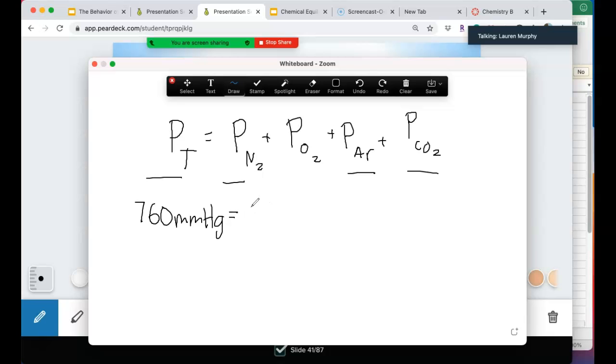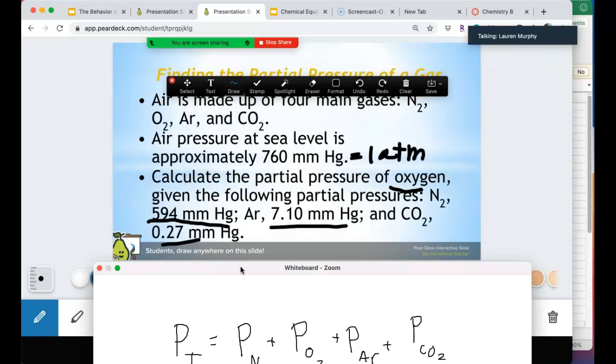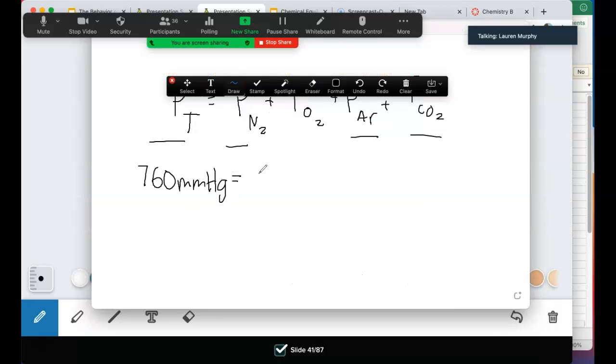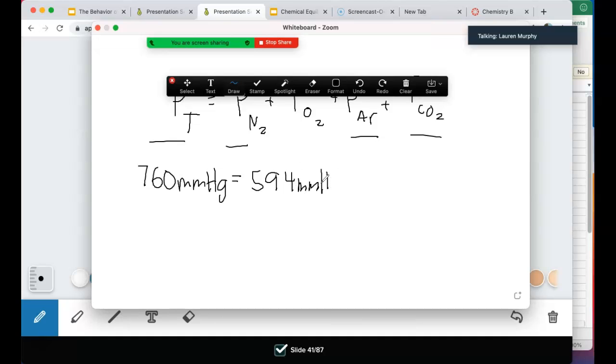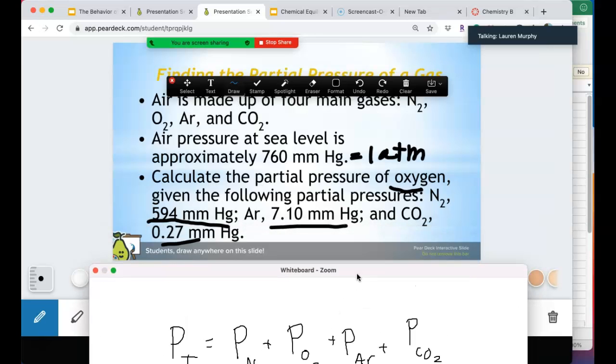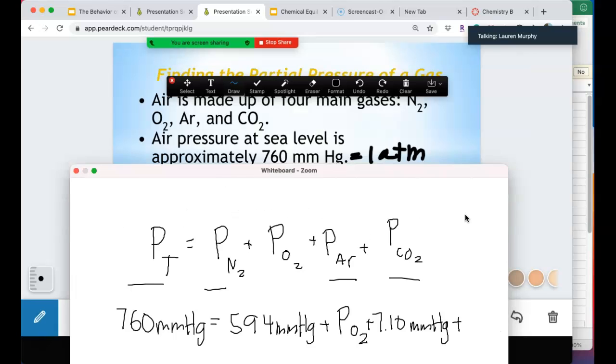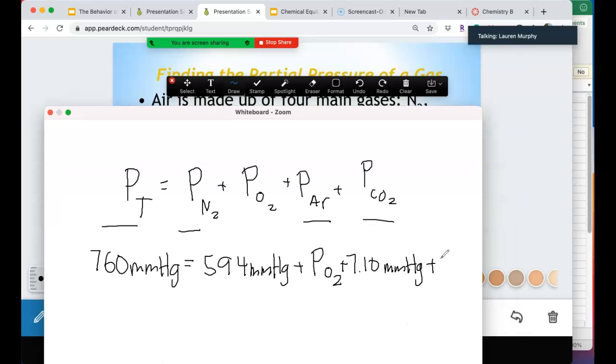So the pressure of nitrogen, what was it? Nitrogen was 594 in the problem. So 594 millimeters of mercury. Plus, we don't know oxygen, the partial pressure of oxygen. Plus, they told us argon. They said argon's pressure was 7.10. Plus, carbon dioxide's pressure was 0.27.